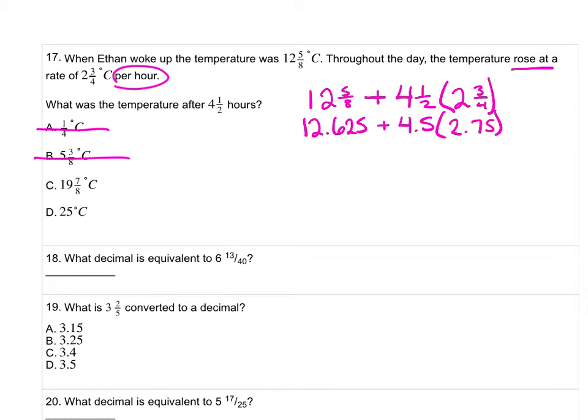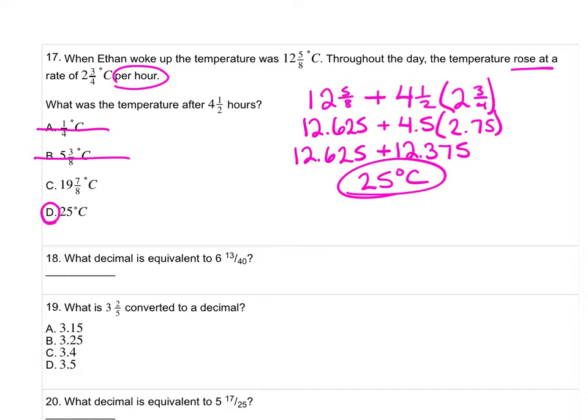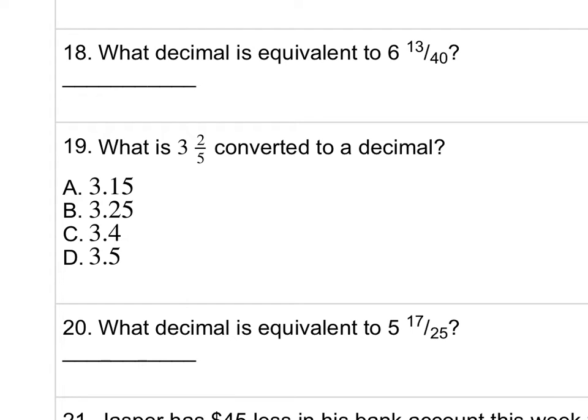Now we're going to multiply 4.5 times 2.75. We get positive 12.375, which will be added to its starting point, 12.625. And they add up to exactly 25. So we get 25 degrees Celsius. Answer choice D. Number 18, what decimal is equivalent to 6 and 13/40ths?